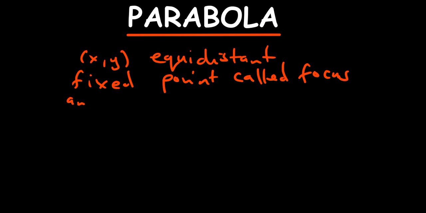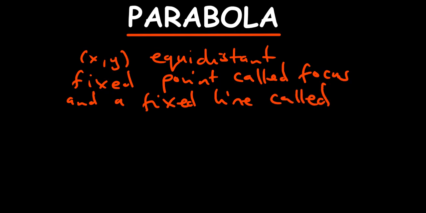And a fixed line, called the directrix. So this is what a parabola is. Then the midpoint between the focus and the directrix is called the vertex.